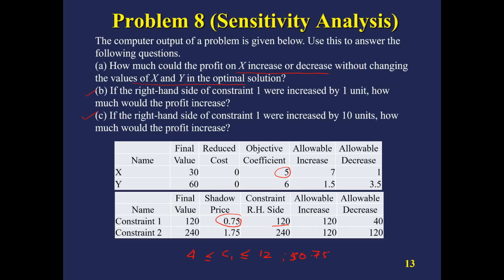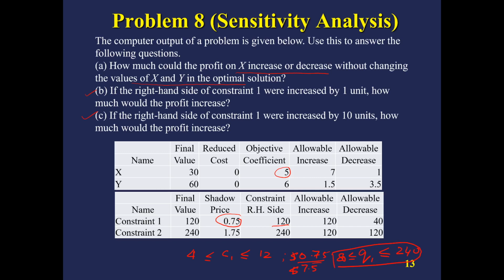Part C. If the right hand side of constraint 1 were increased by 10 units, how much would the profit increase? So just multiply by 10, we have $7.5. The question may also be asked: if we increase the right hand side by 10 units, is this shadow price still valid? Yes, the answer is yes, because constraint 1 has a range from 120 plus 120, which is 240, and 120 minus 40, which is 80. So within this range the shadow price of 0.75 is valid.